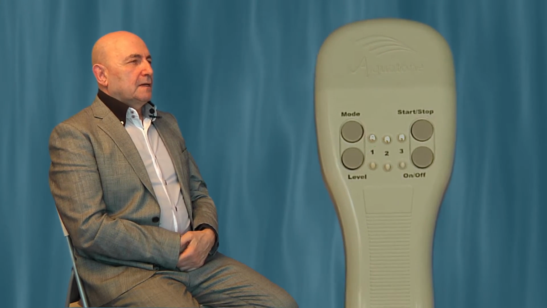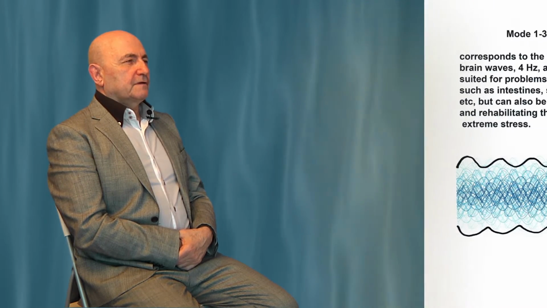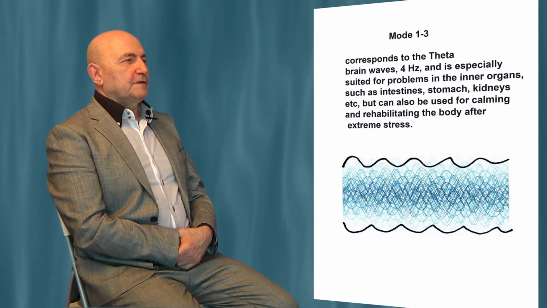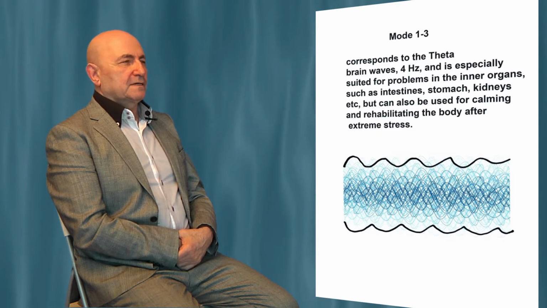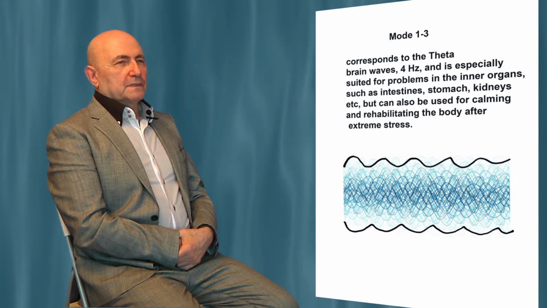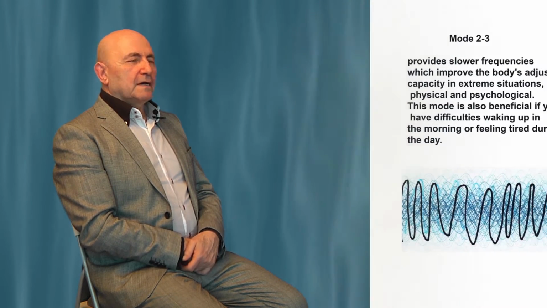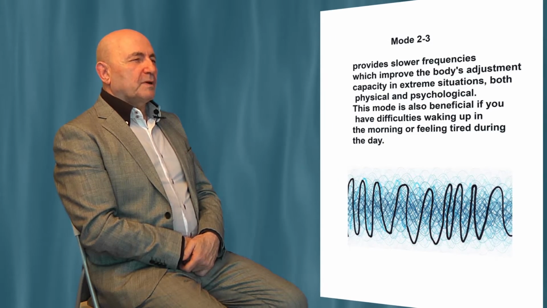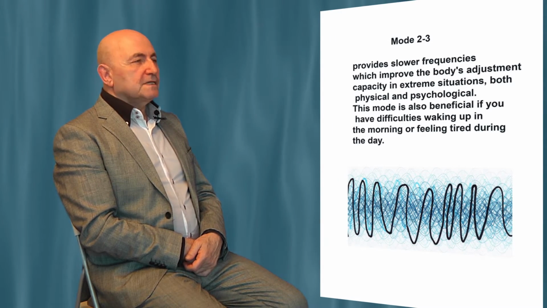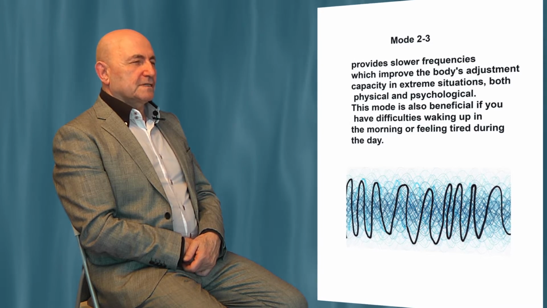Mode 1-3 corresponds to the theta brainwaves, 4 GHz, and is especially suited for problems in inner organs, such as intestines, stomach, kidneys, etc., but can also be used for calming and rehabilitating the body after extreme stress. Mode 2-3 provides slower frequencies, which improve the body's resilience in extreme situations, both physical and psychological. This mode is also beneficial if you have difficulties waking up in the morning or feeling tired during the day.